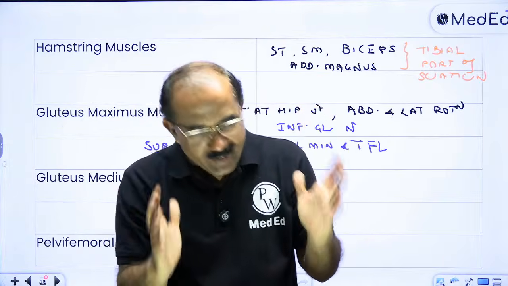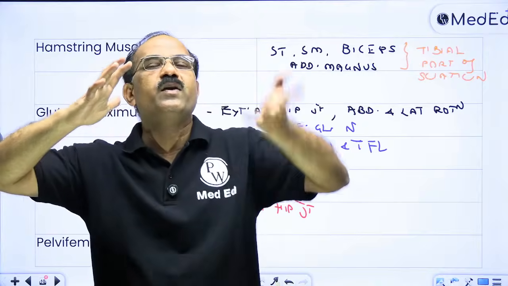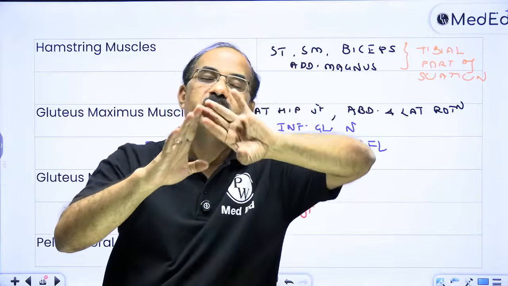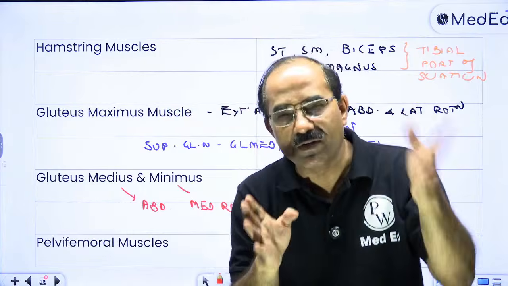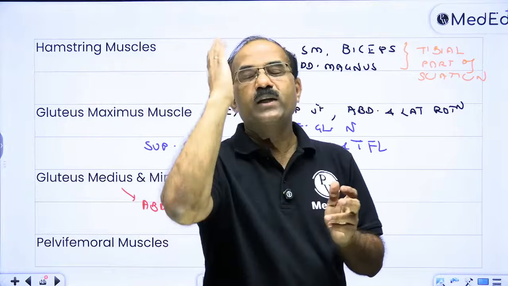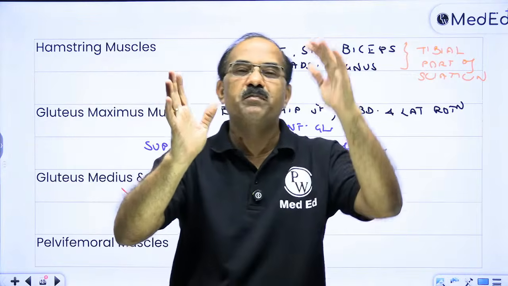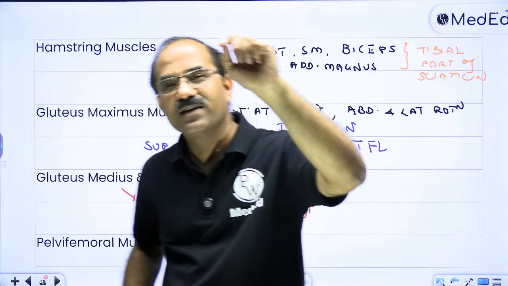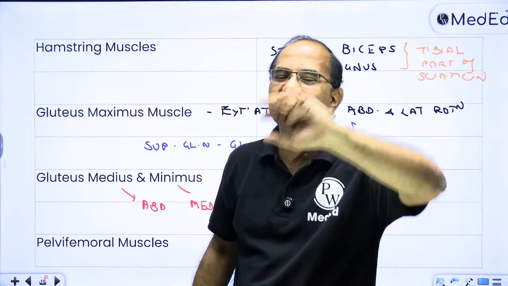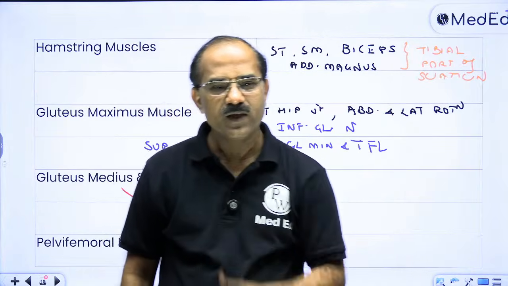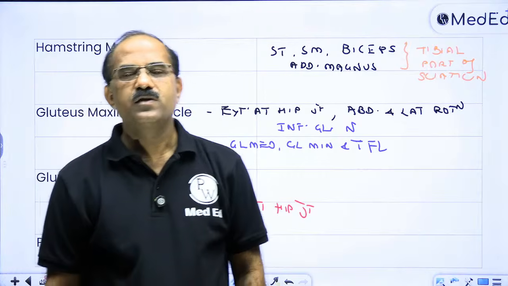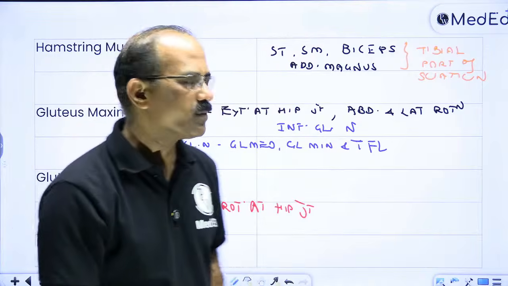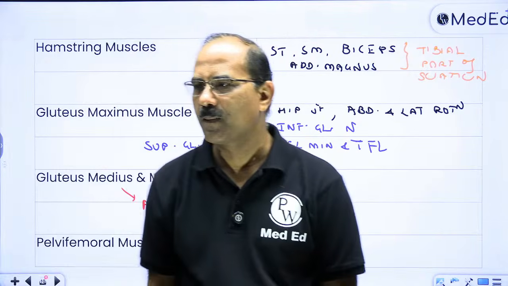Suppose I'm standing on my right leg and my left leg is off the ground. Then the right side gluteus medius and minimus are going to support the left side of the pelvis. If the right side gluteus medius and minimus are paralyzed, the pelvis falls on the left side. This is what we call Trendelenburg's sign. Okay? So the action of gluteus medius and minimus is to support the pelvis when one foot is off the ground.